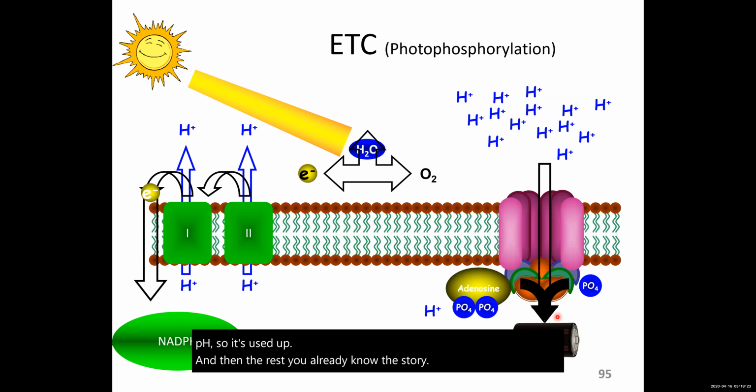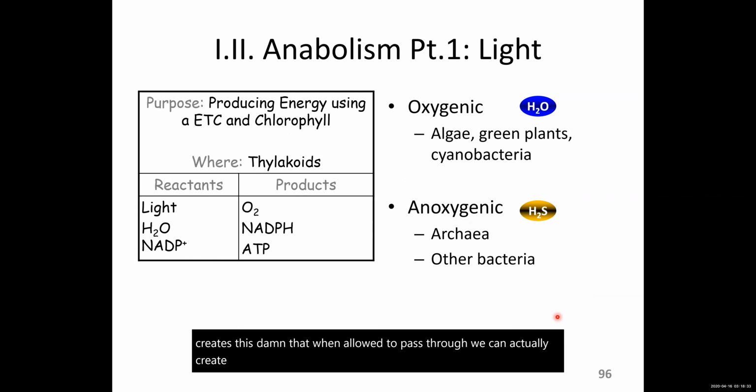And then the rest, you already know the story. Because of that electron, we get this gradient on the outside that creates this dam that, when allowed to pass through, we can actually create energy again. So what are we seeing here?